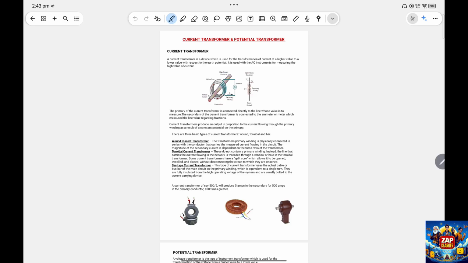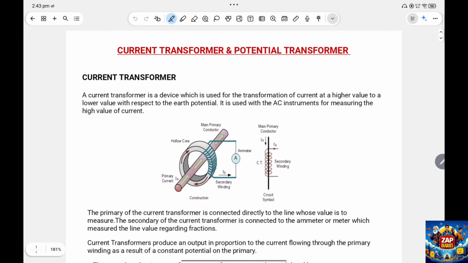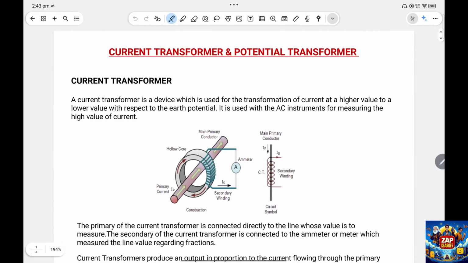So let's discuss the current transformer first. What is a current transformer? It's a device which is used for the transformation of current at a higher value to a lower value with respect to the earth potential. Here earth is an important factor. It is used with the AC instruments for measuring high values of current.